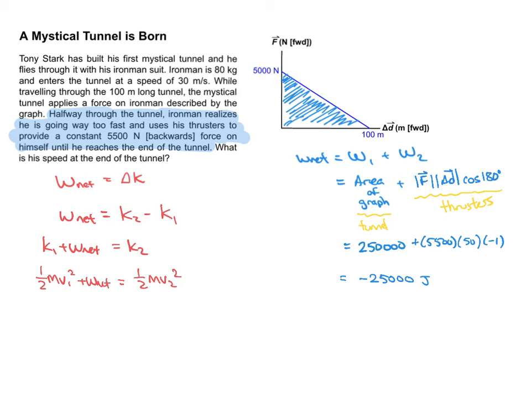I'm going to break the tradition a little bit. I think I will plug in some numbers here. Might be a little more meaningful. So half times 80 times the starting speed of 30 squared. Net work is negative 25,000.